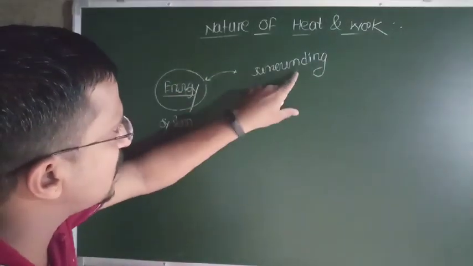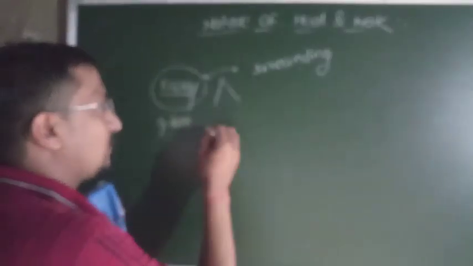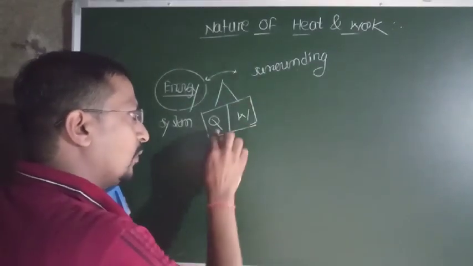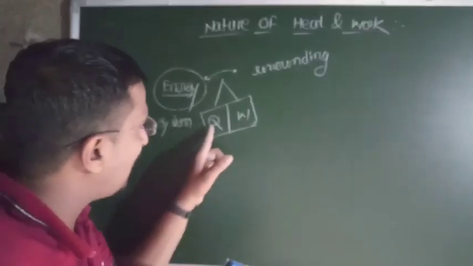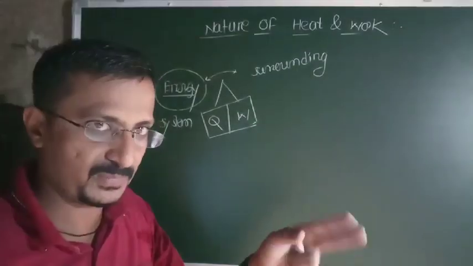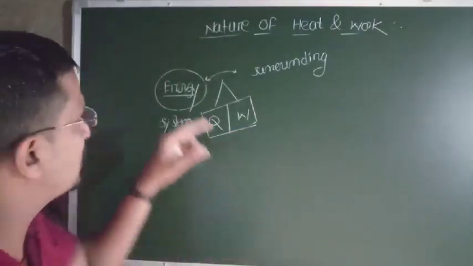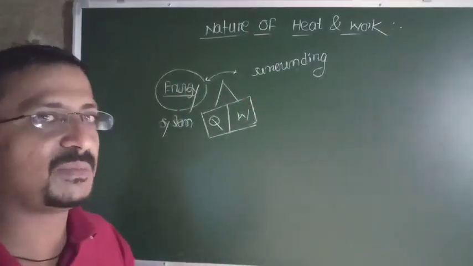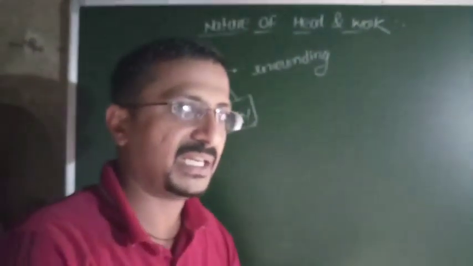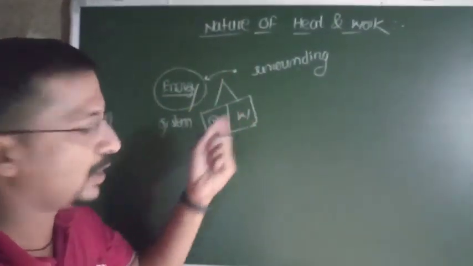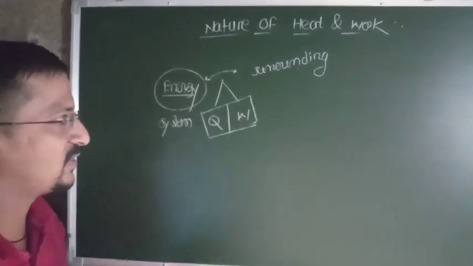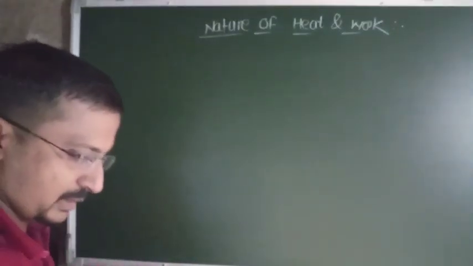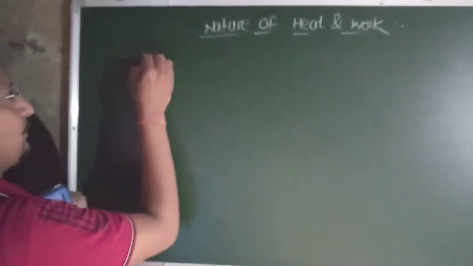Energy of the system is exchanged with the surrounding by two ways, either in the form of heat or in the form of work. It means we can say that work and heat are the two agents by means of which the system exchanges its energy with the surrounding, either in the form of Q or in the form of work. So that's why we have to study heat and work. The study is important in thermodynamics. So first, we are going to study what work is.